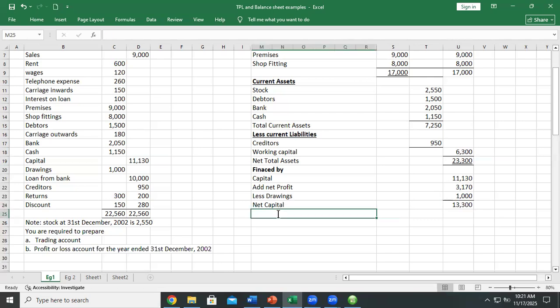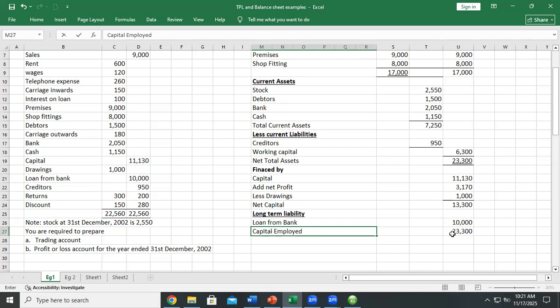Then you add on the long-term liability. There are some questions that have no long-term liability. That's fine. But in this question, you have it, and that's the loan, right? The bank loan or the loan from bank. So loan from bank. And that is how much? 10,000 you add on. And let's see. So we now have 13,300 plus 10,000. That should give us 23,300. And that is your capital employed. Again, you need to underline that figure.